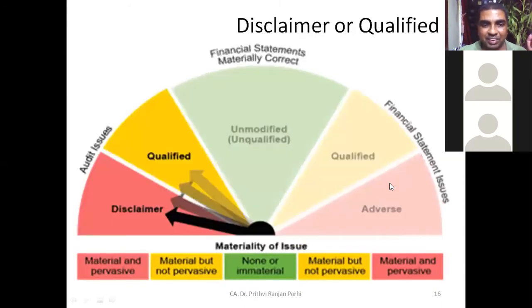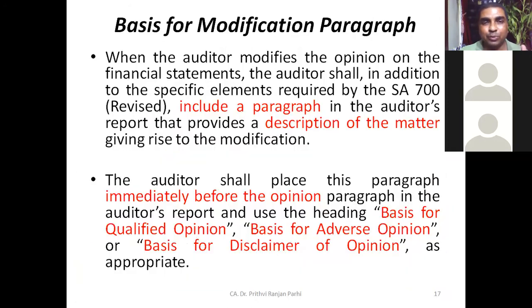Okay. Similarly, if there is a confusion between qualified or disclaimer, you have to see whether the audit issue is material but not pervasive, then qualified opinion. But if material and pervasive, then disclaimer. Okay, this is how the auditor has to decide in which situation which kind of report is to be issued.